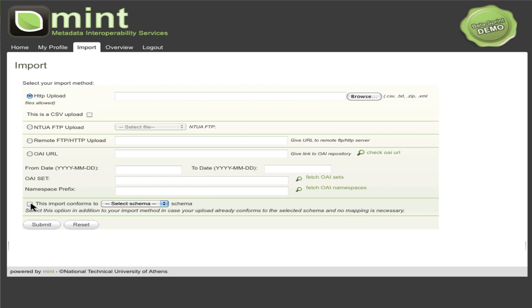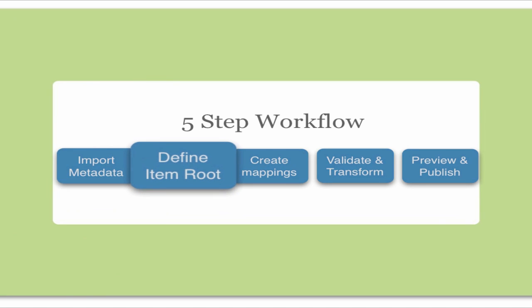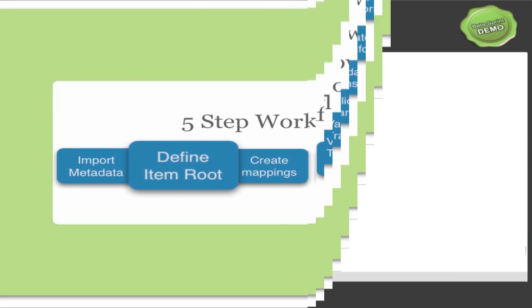To proceed to the next step, I will upload a file using the NTUA FTP method. It's a zip file that contains many XML files that do not follow a known metadata standard. Then I press Submit. The next step is to define the item root. This process is required since the imported metadata have an unknown structure and may contain, in one file, one or more items. For this reason, I need to define the root element of my item structure.